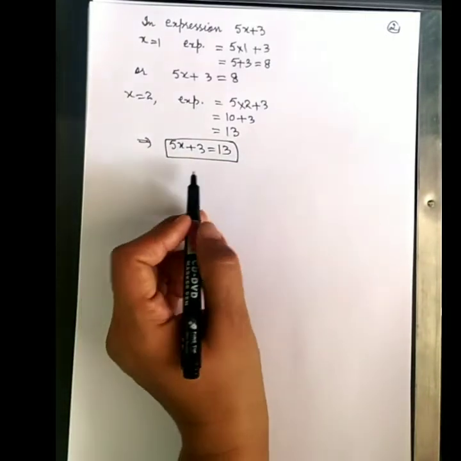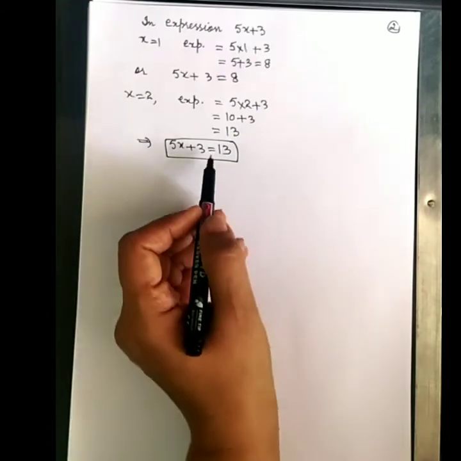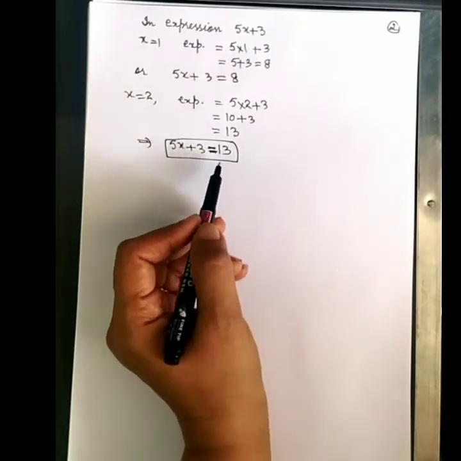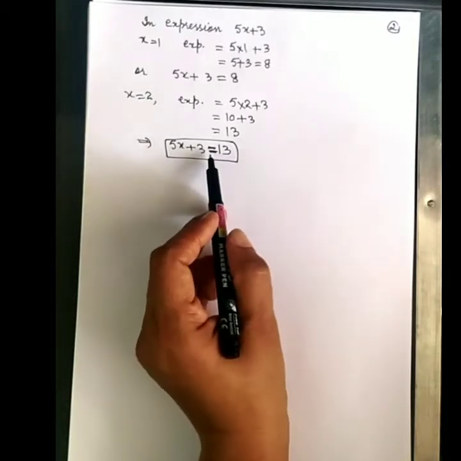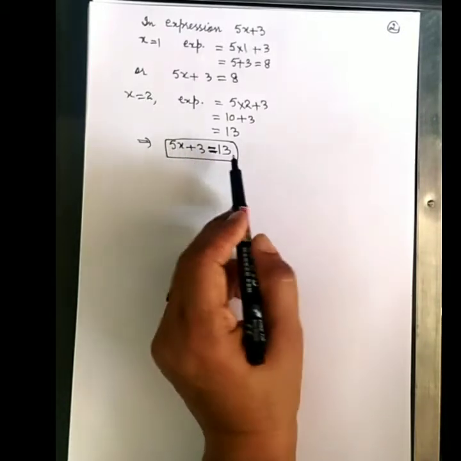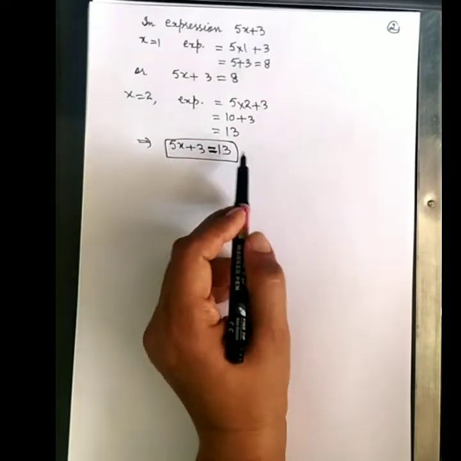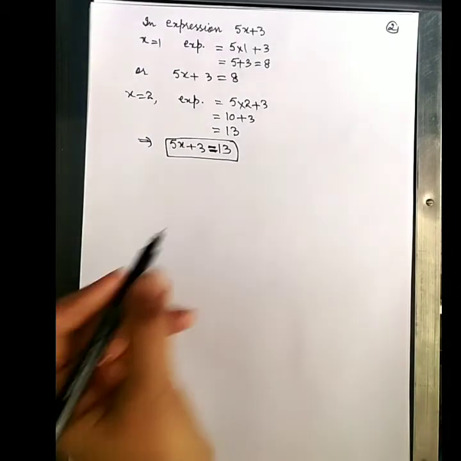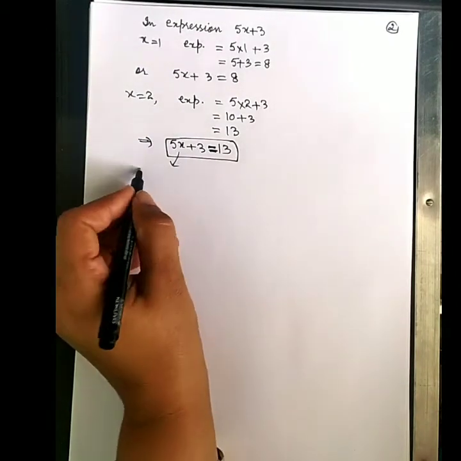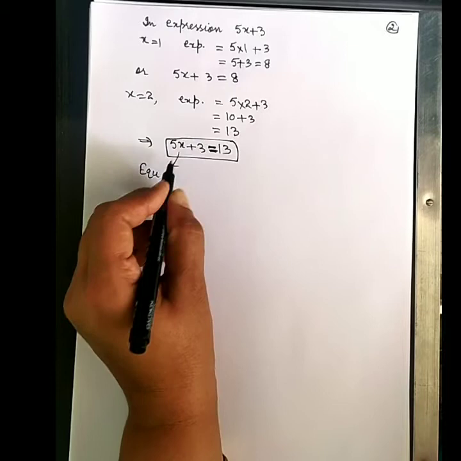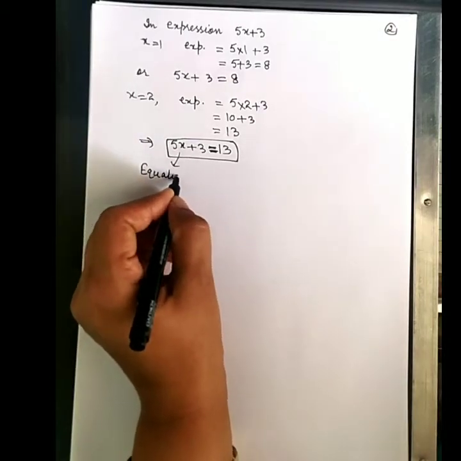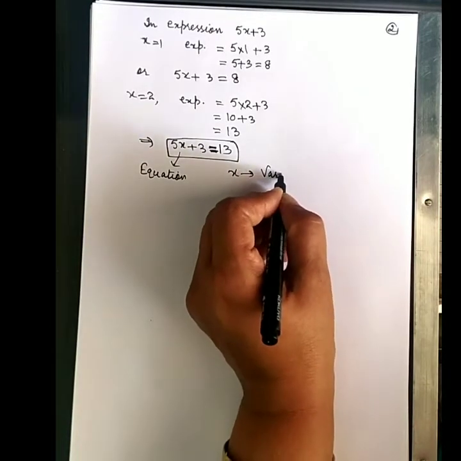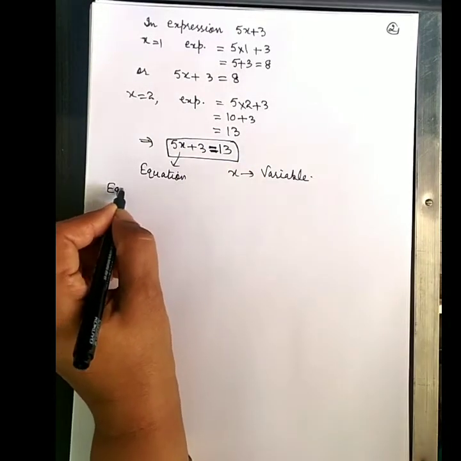Is it clear, students? Equation means where the equality sign occurs. This sign is of equality, equal. This expression equal to this expression, then it is called an equation, where x is a variable. What will be the definition of equation?